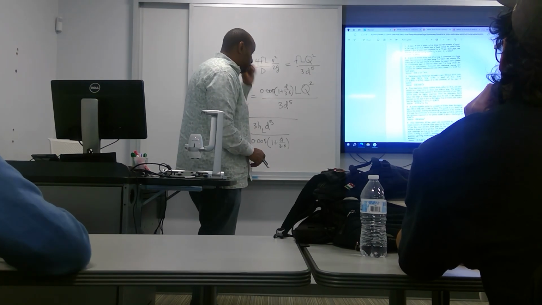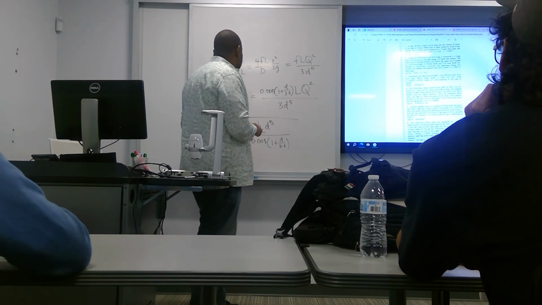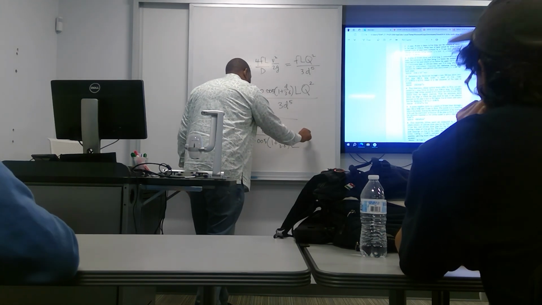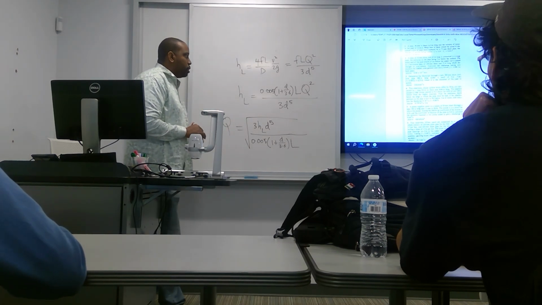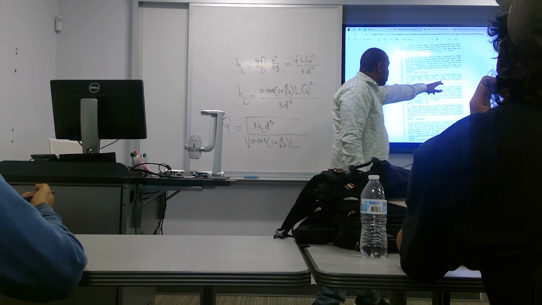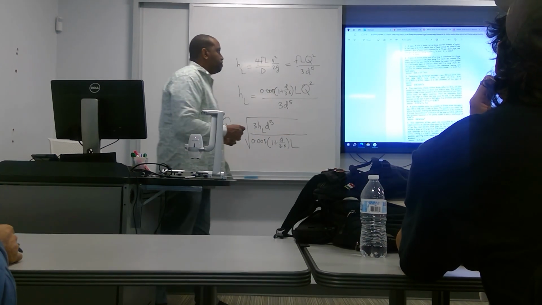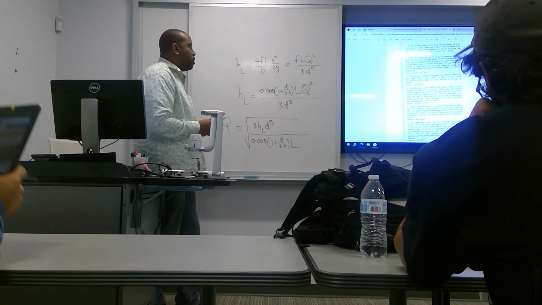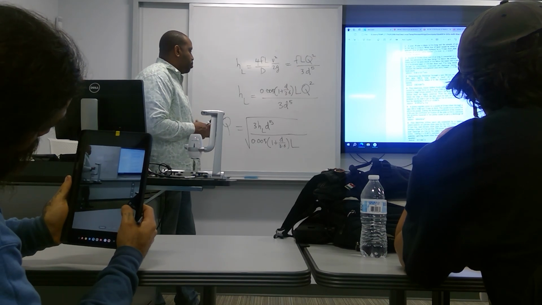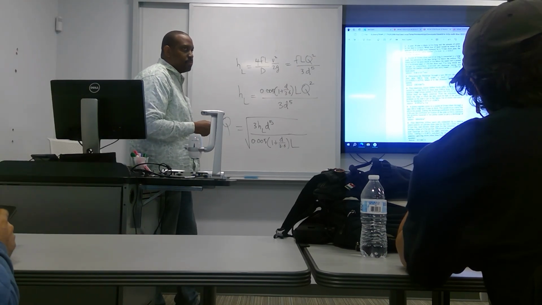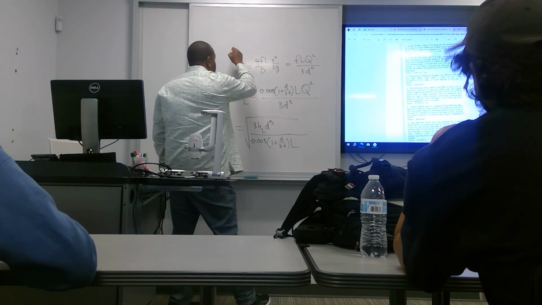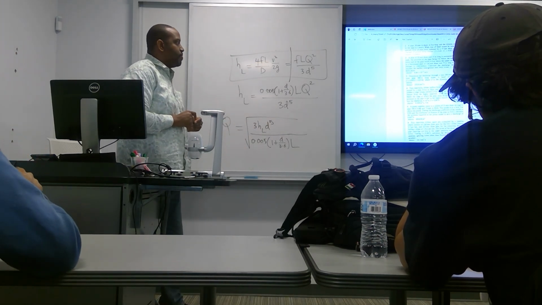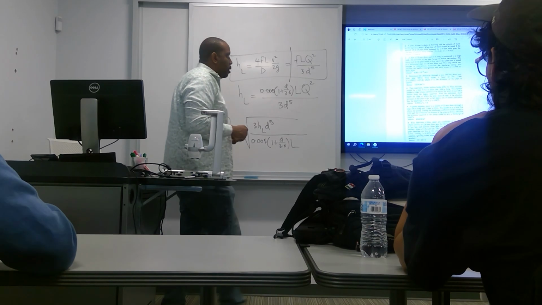Don't forget about the L. Where's my L going to be? On the bottom. So they told us the head loss was going to be 9 meters. My L is 900 meters, my D is 0.3 meters, and you plug all of this in there. Don't forget this expression, FL Q squared on 3D to the 5th. Very, very useful.